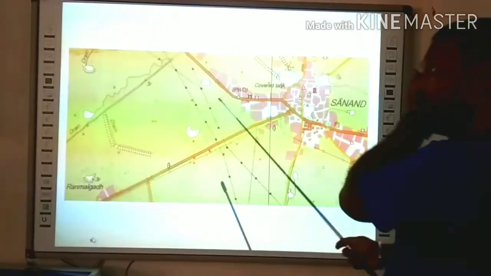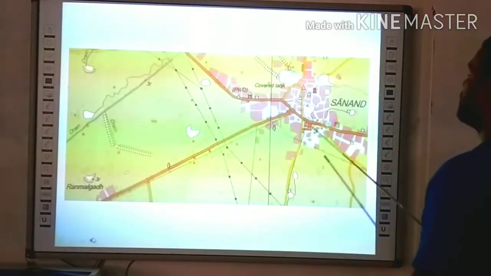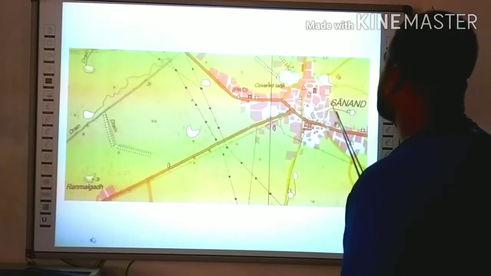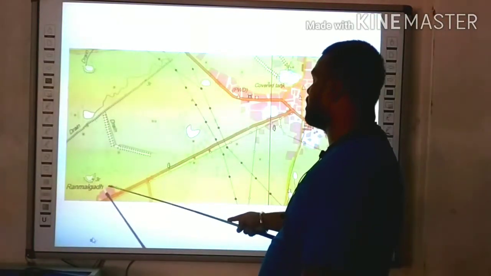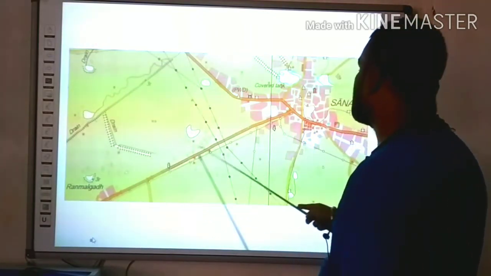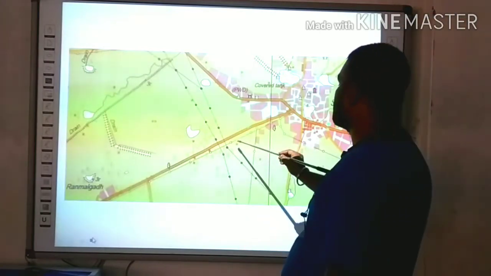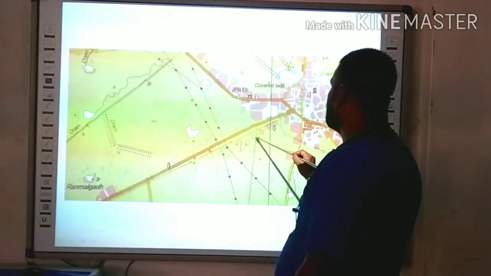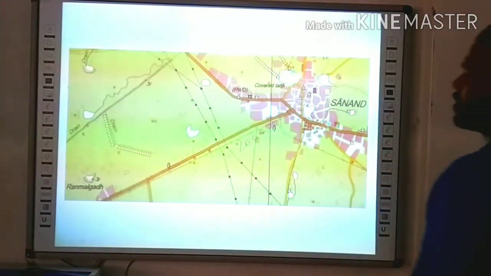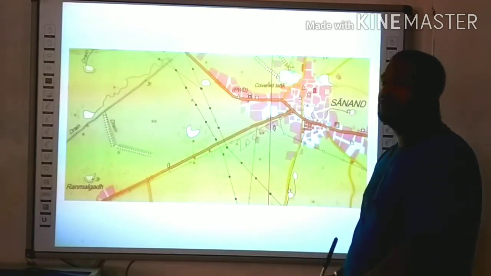Let's go to the next. Now in this part of the map, let us try to find the distance between settlement Sanad and settlement Ramalgarh. Let us first find out the distance. Say it is 20 centimeter. Now in the same process, you have to convert it into kilometer.